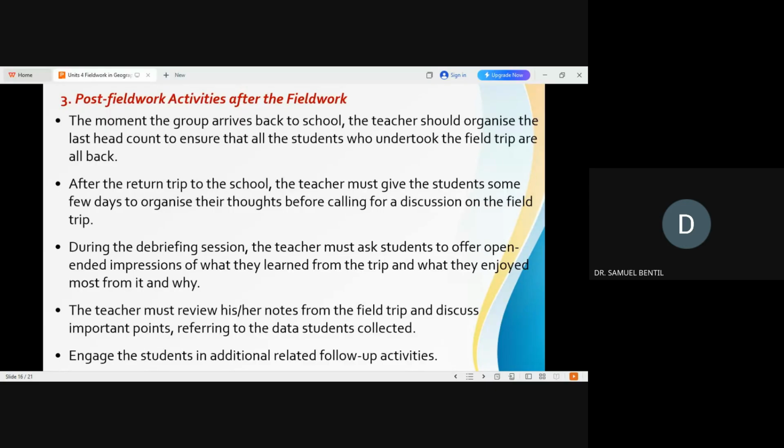Then the next one is the post-fieldwork activities. That's after the fieldwork. The moment the groups arrive back at school, the teacher should organize the last head count, which is the fourth one, to ensure that all the students who undertook the field trip are back at school.